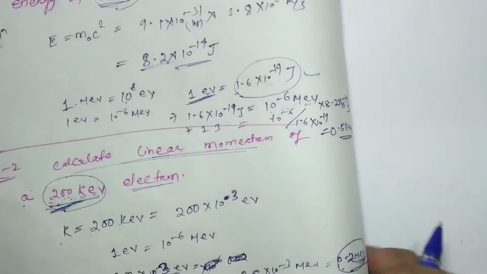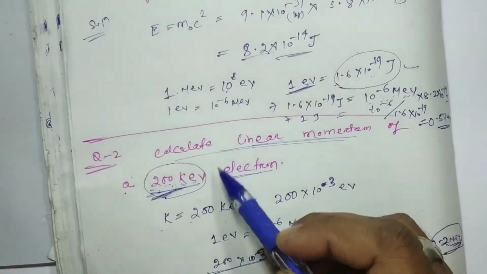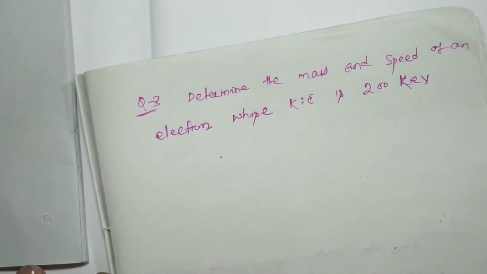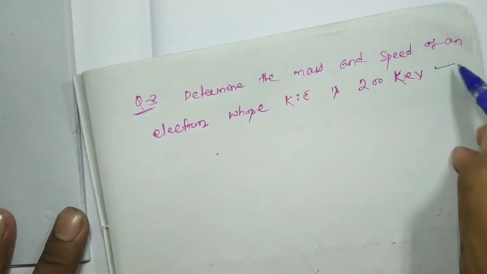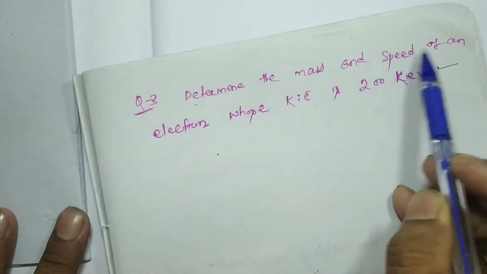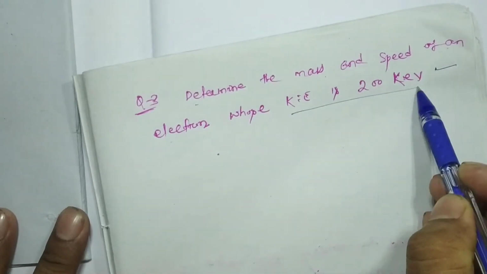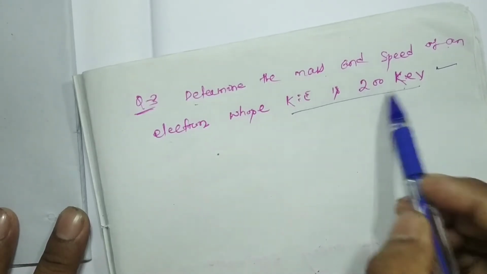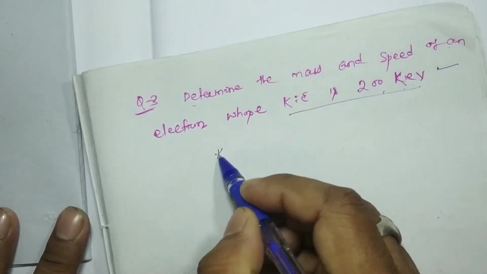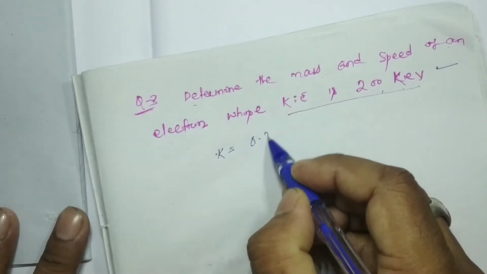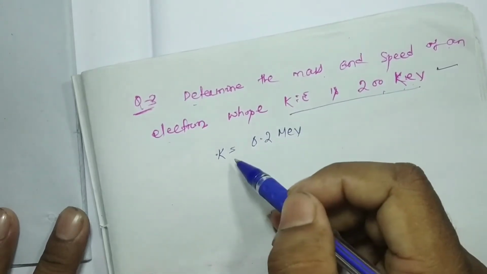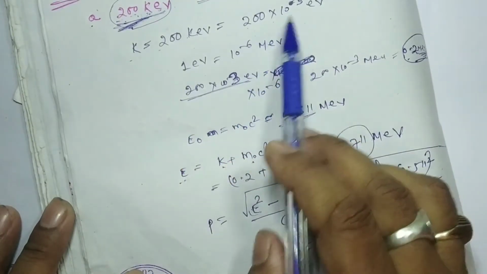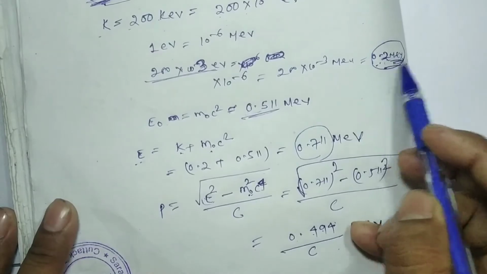So do it. First write this question, then write down the answer in your notes. This is one of the important questions. Determine the mass and speed of an electron whose kinetic energy is 200 kilo electron volts. That means kinetic energy is given as 0.2 mega electron volt. Just now I did that. 200 kilo electron volt means 0.2 mega electron volt.